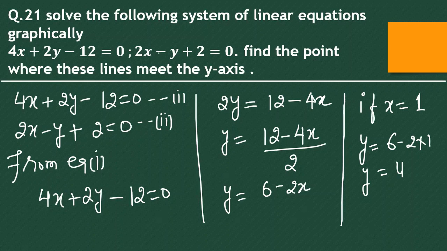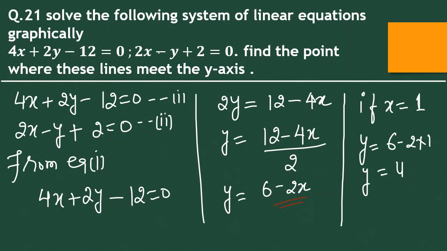From the first equation, I took 4x plus 2y minus 12 equals 0. I am sending this 12 and 4x to the right hand side. So the equation will be in this form: 2y equals 12 minus 4x. We observe this 12 is divisible by 2 and this 4 is also divisible by 2. So I took 2 common and divided: 2 sixes are 12 and 2 twos are 4. This is the simple equation.